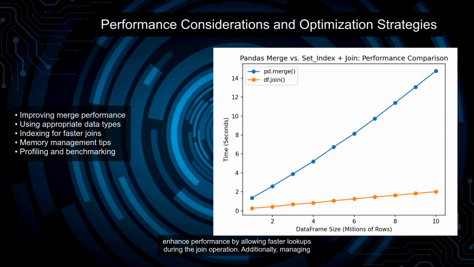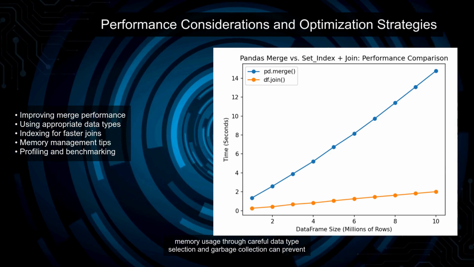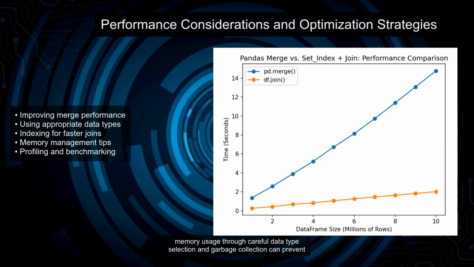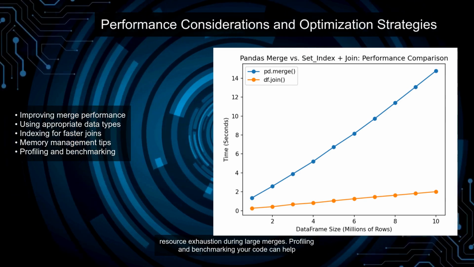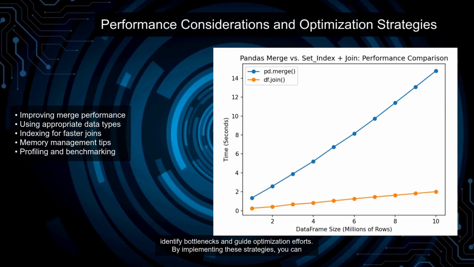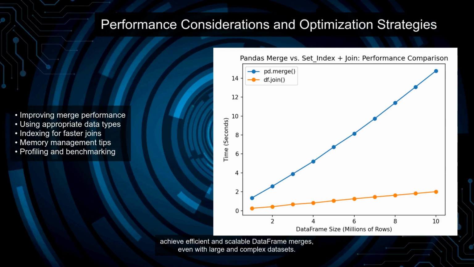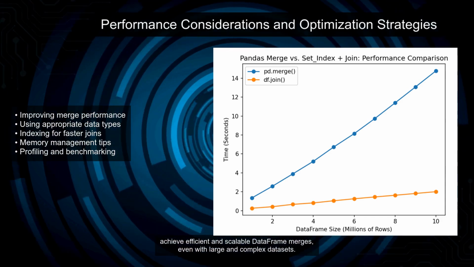during the join operation. Additionally, managing memory usage through careful data type selection and garbage collection can prevent resource exhaustion during large merges. Profiling and benchmarking your code can help identify bottlenecks and guide optimization efforts. By implementing these strategies, you can achieve efficient and scalable data frame merges, even with large and complex datasets.